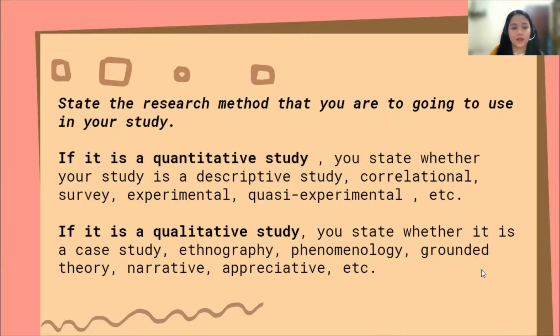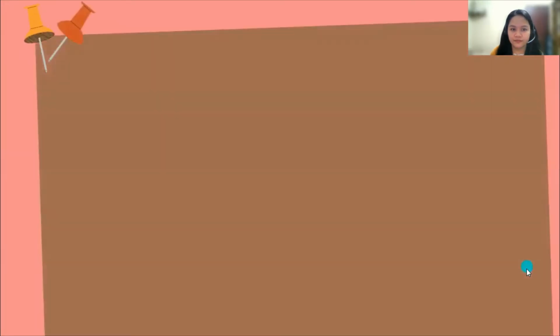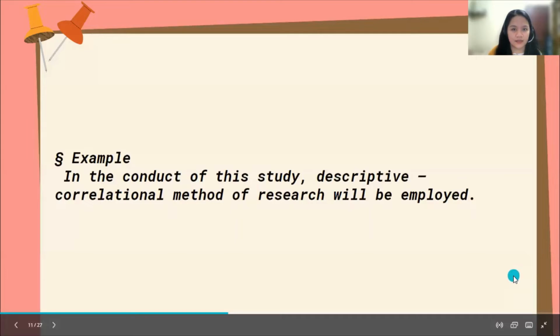If it is qualitative study, you state whether it is a case study, ethnography, phenomenology, grounded theory, narrative, appreciative, etc. So remember, you need to first state the research method in writing your research design. This is an example how you're going to write your research design first part. Okay, first part pa lang.